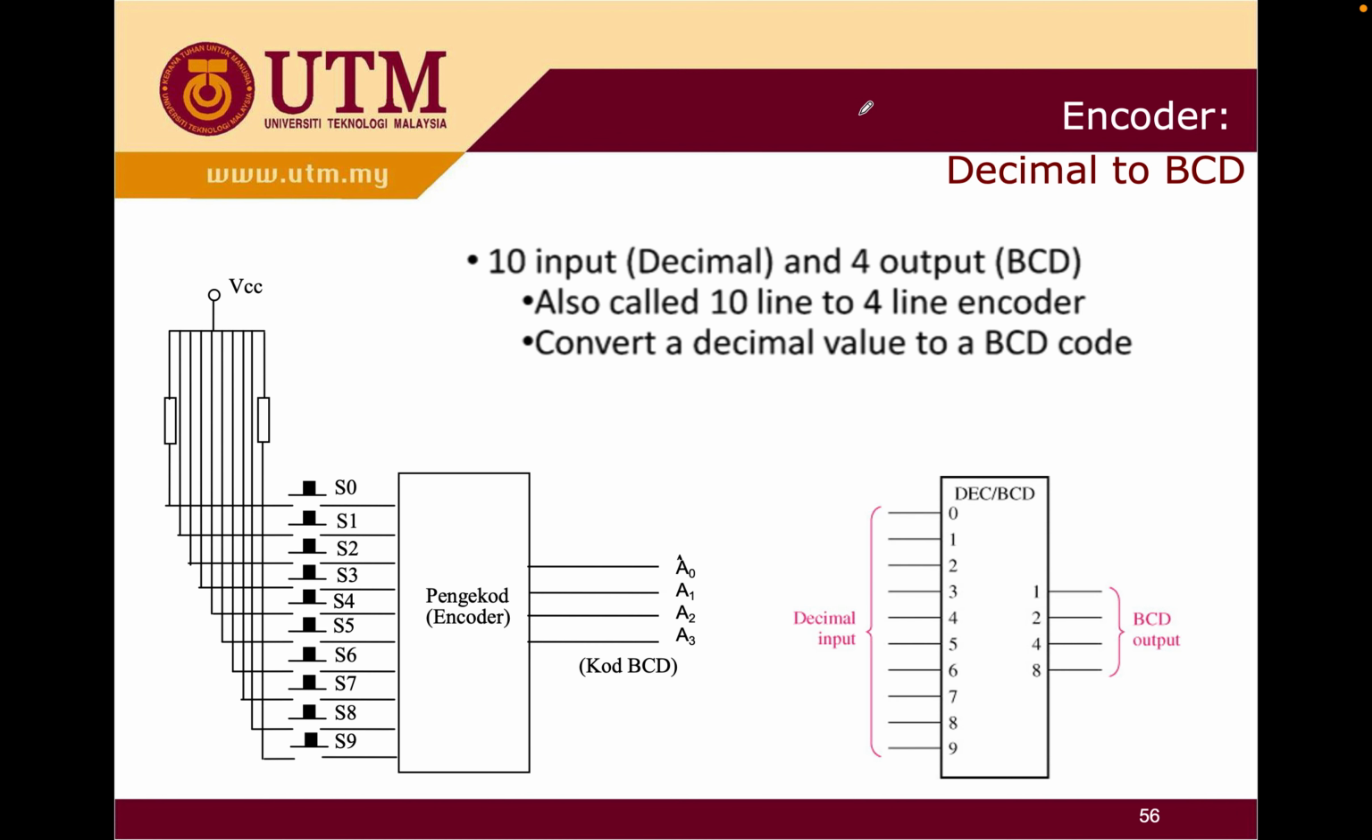So let's take a look one by one. We have here 8 input decimal and 4 output binary, the 10 to 4 line encoder. You're going to convert your decimal value to your BCD code. So all of these here are your decimals, and here will be your BCD code. This is decimal and this is BCD code.